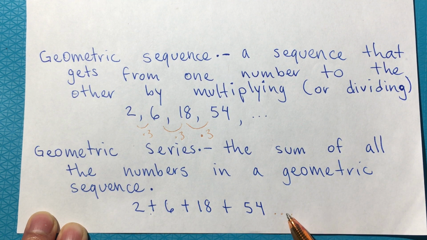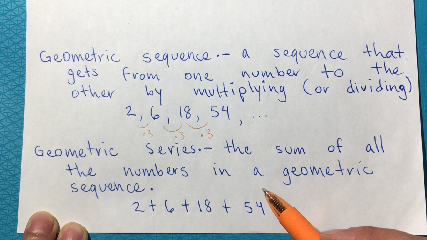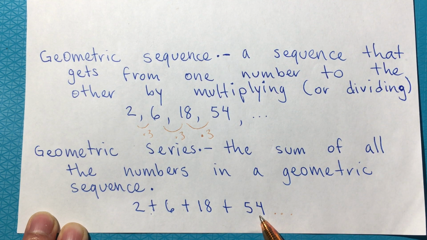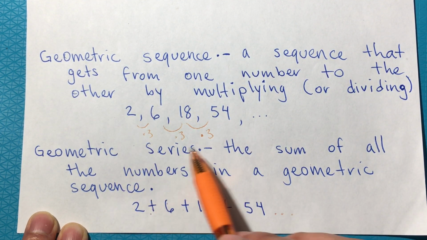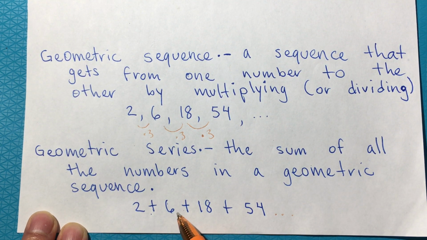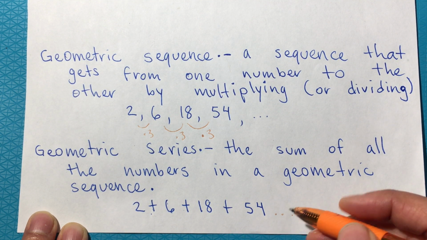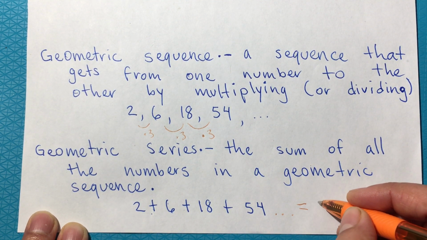because we can find the other one. In here, for the geometric series, is not how you get to this number, but rather what will be the answer if you add 2 plus 6 plus 18 plus 54. So it's the addition of the geometric sequence. 2 plus 6 is 8. Plus 18 is 26. And 26 plus 54, that equals 80.